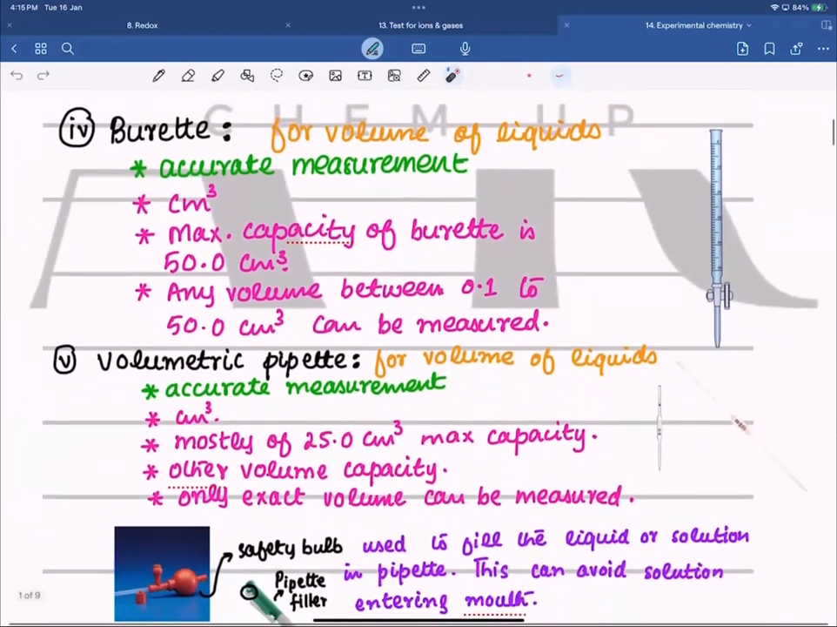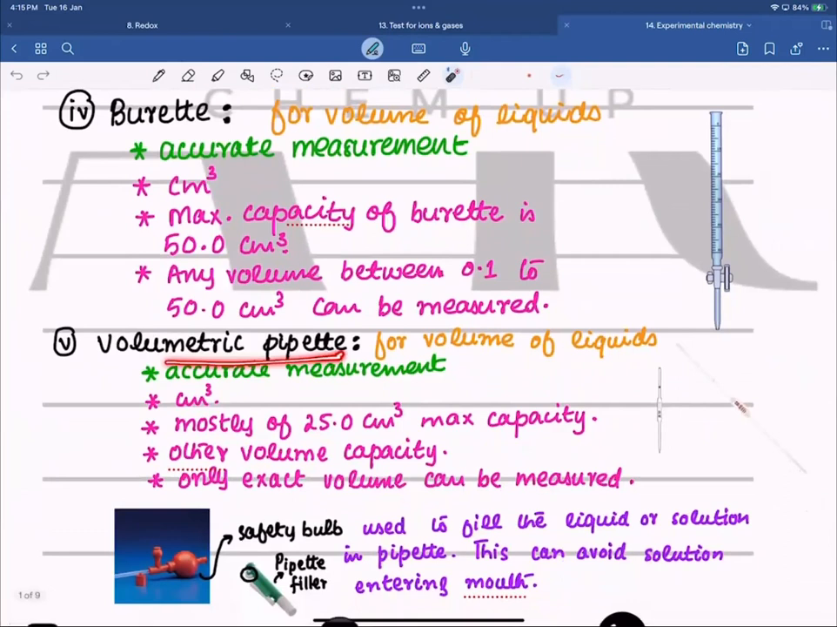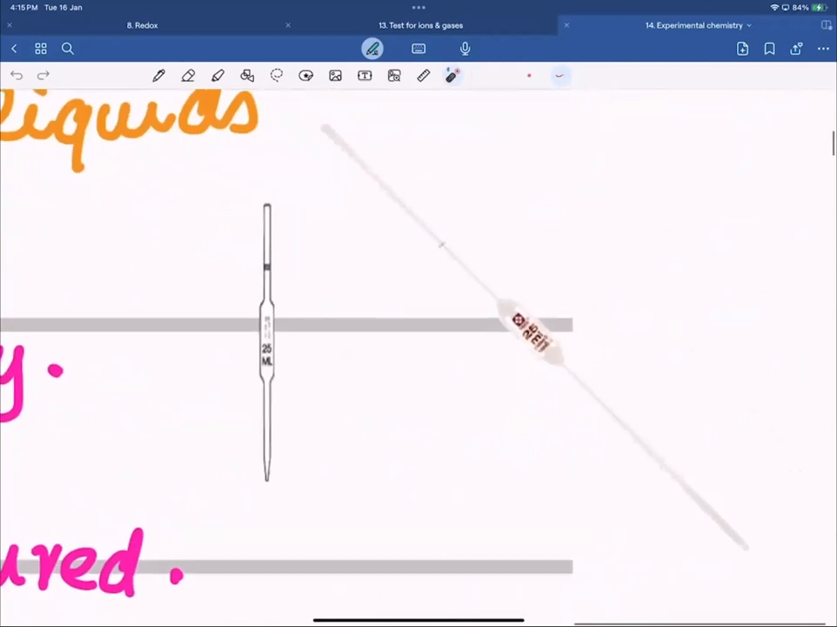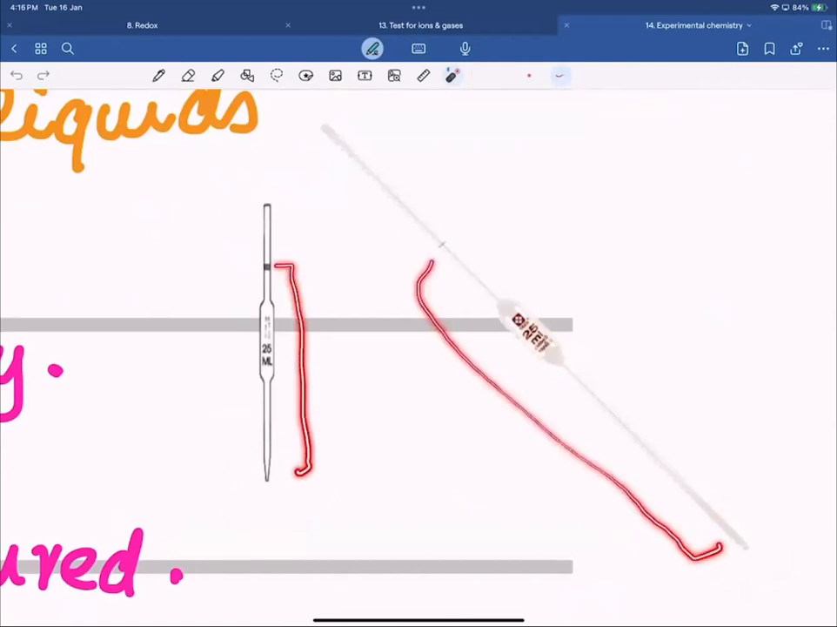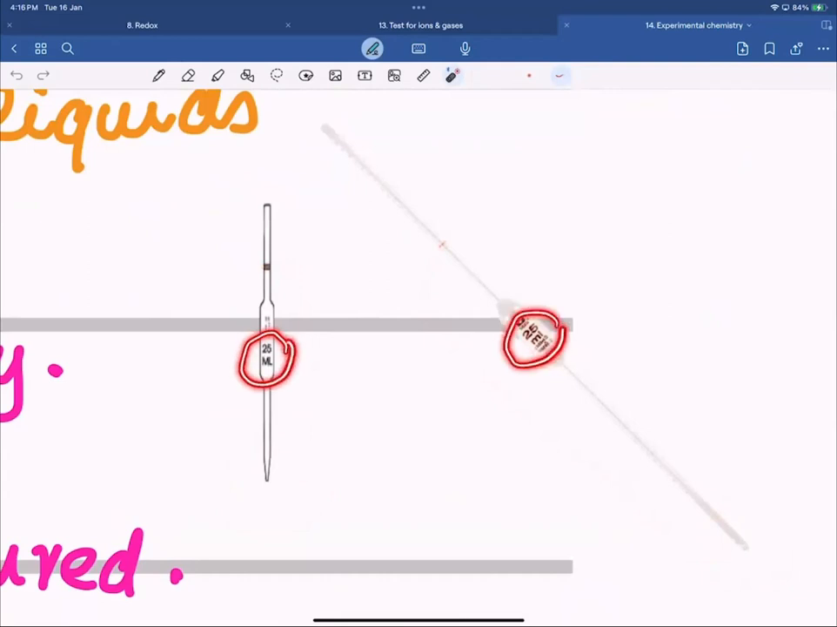The other apparatus is the volumetric pipette, or we also call it the pipette. It is also used for measuring the volume accurately. But the difference between the burette and the pipette is this. If you see over here, it's a pipette. Are you observing any tap over here? No. And are you observing any scale? There is no scale either, right? And if you see, there is only one mark over here. And the capacity is telling me that it is 25 centimeter cube or 25 ml.